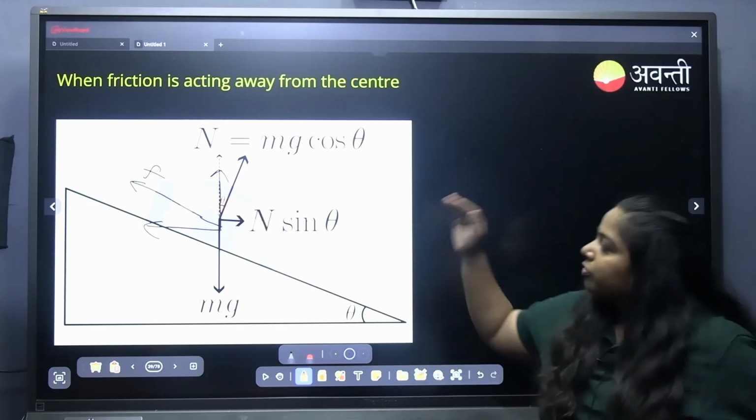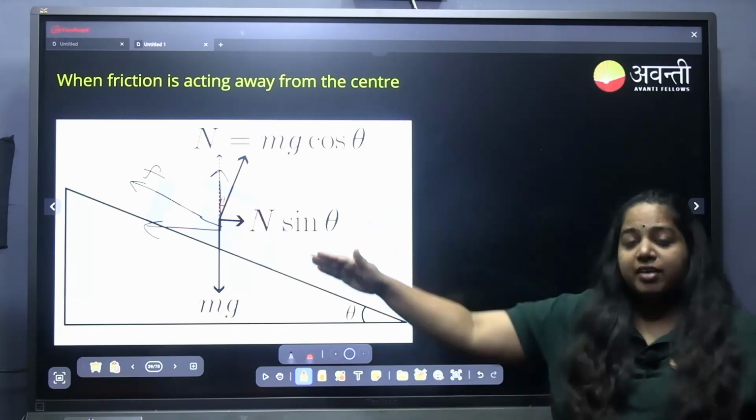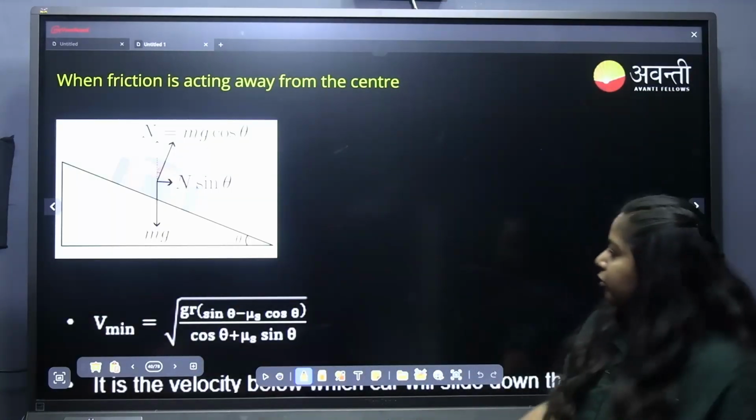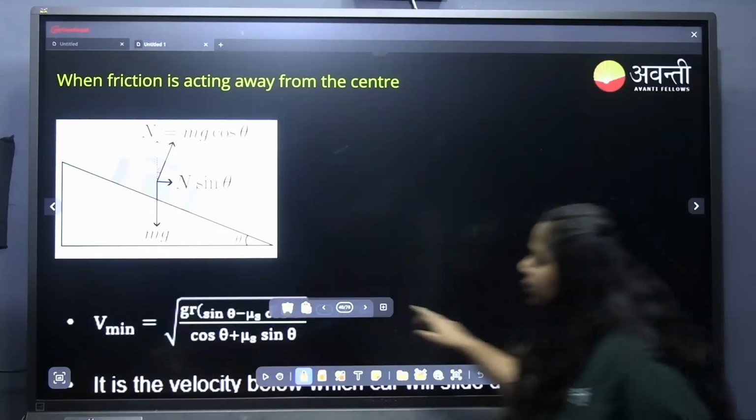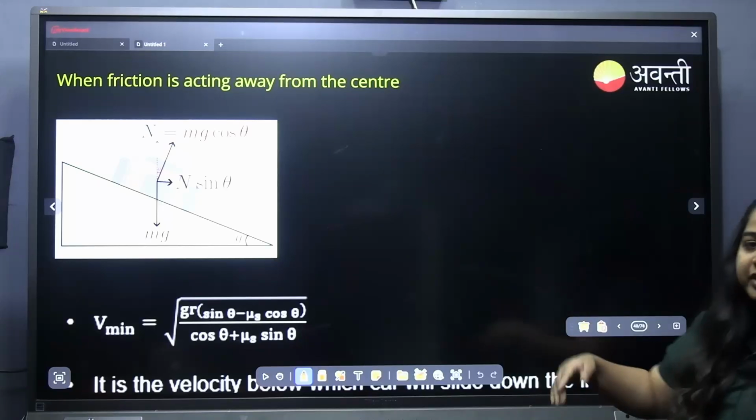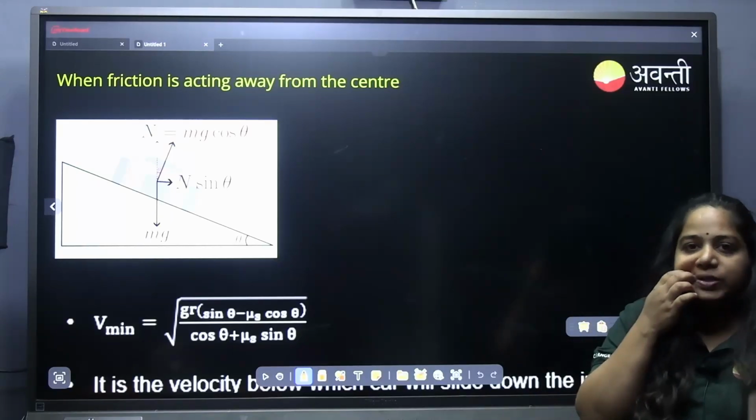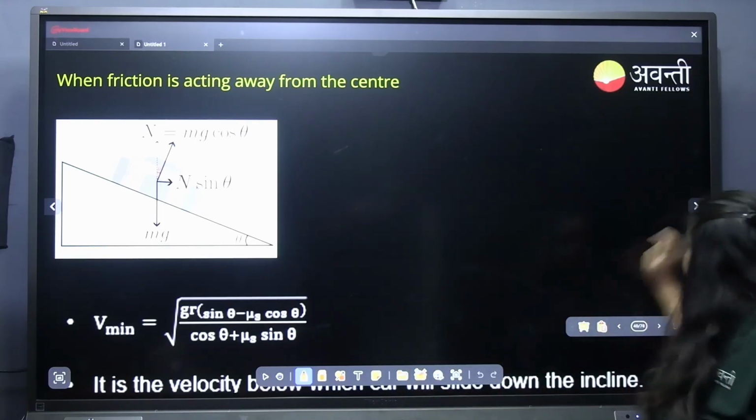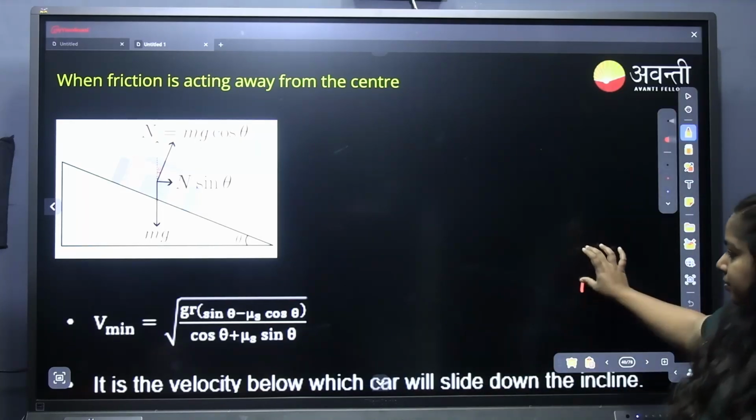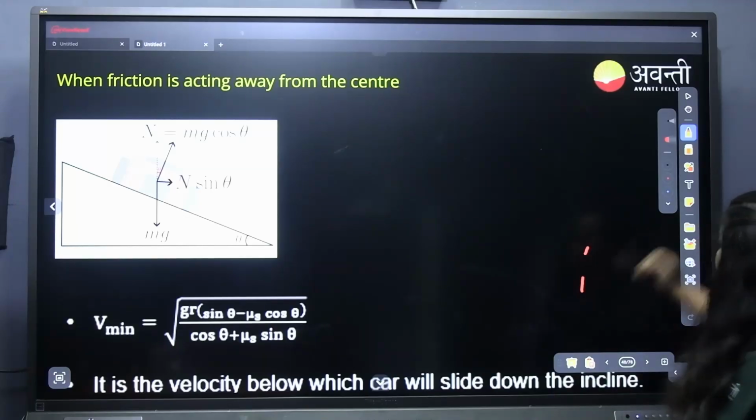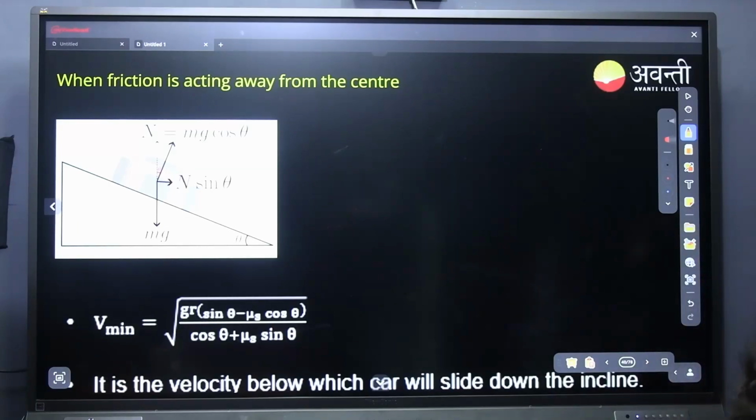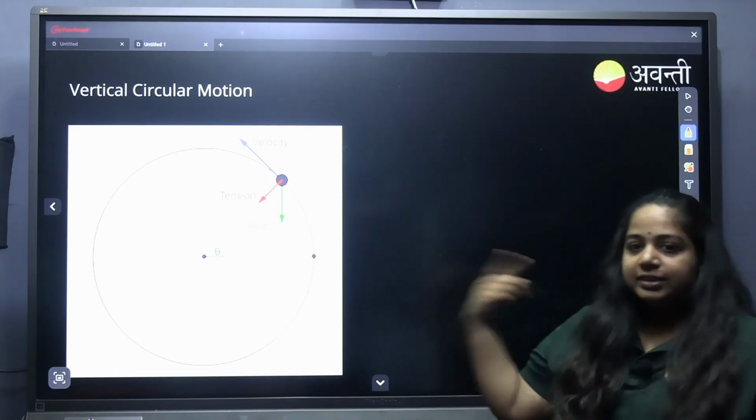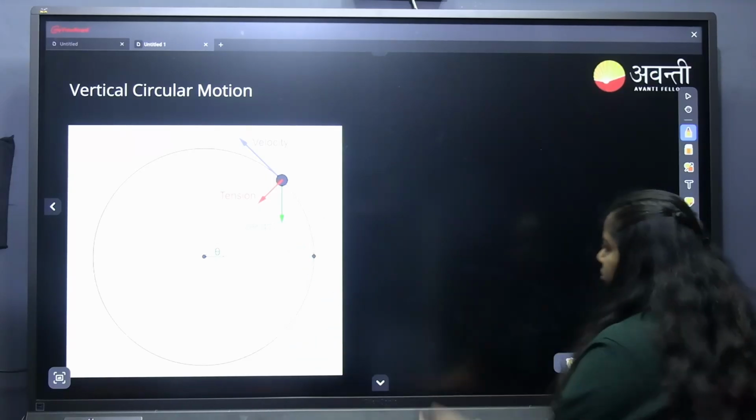So here we are taking friction away from the center. Again we will get the formula for this. Between this one and friction towards the center, there is only a small difference in the velocity formula. You can see the formula here. Now there is vertical circular motion. Sorry if the image is not visible.